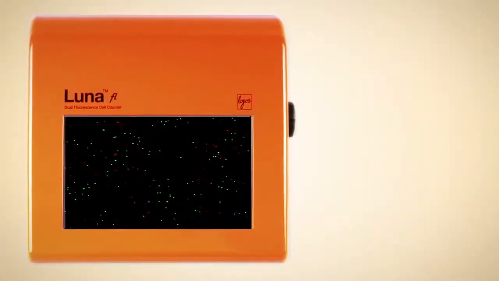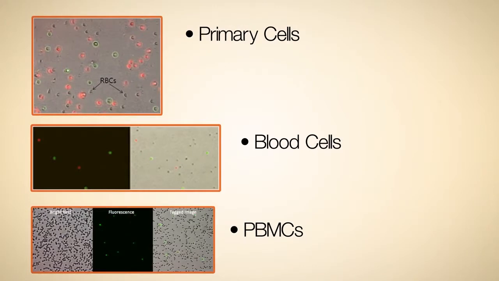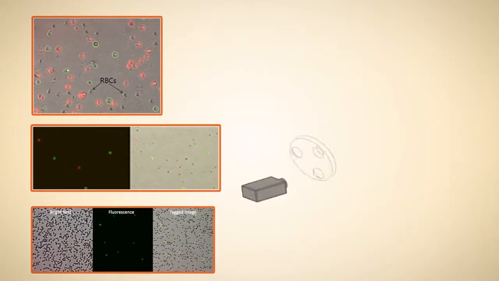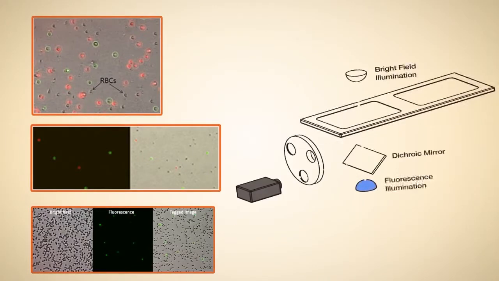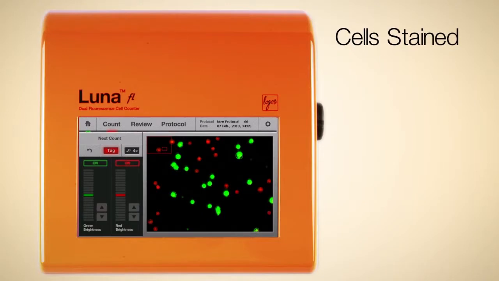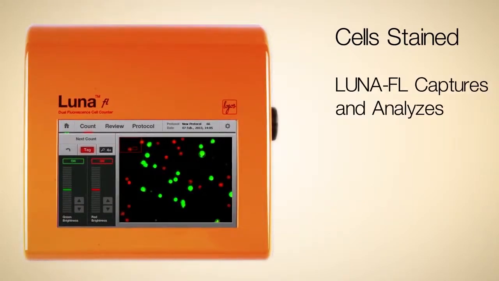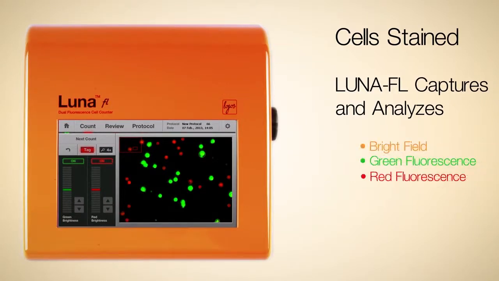The standalone compact instrument for cell lines that are difficult to analyze with conventional cell counters, such as primary cells, blood cells, and PBMCs. The integrated dual fluorescent microscope optics enables sensitive and quick analysis. Cells are stained with green and red fluorescence dye. The Luna FL captures and analyzes 3 different images: bright field, green fluorescence, and red fluorescence.